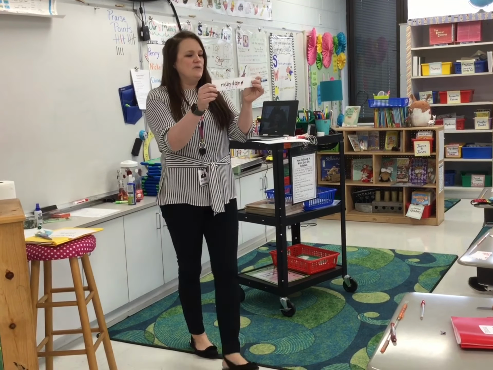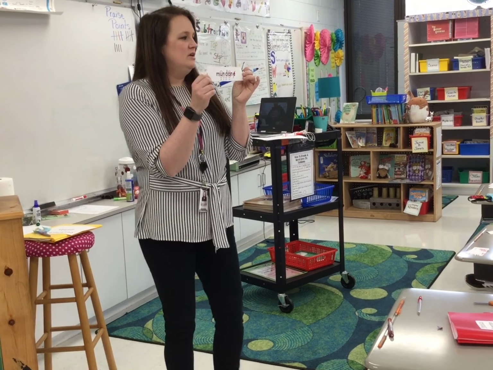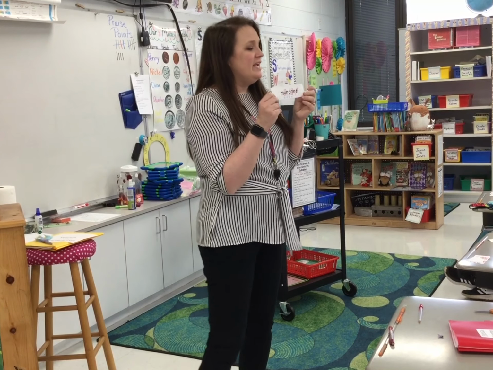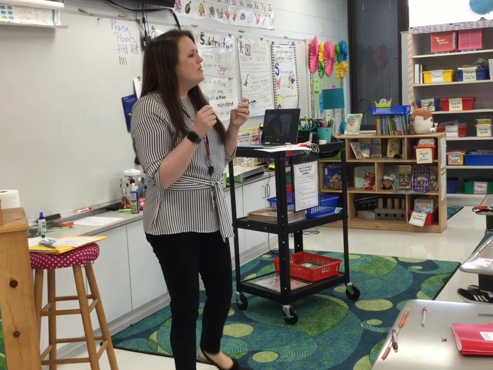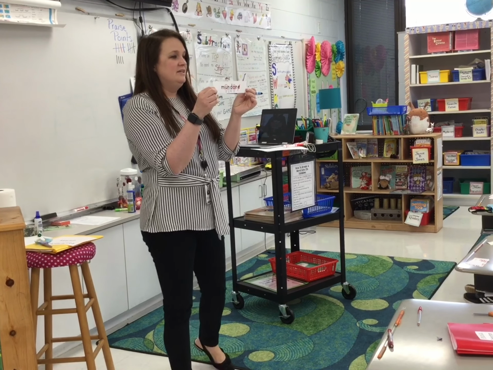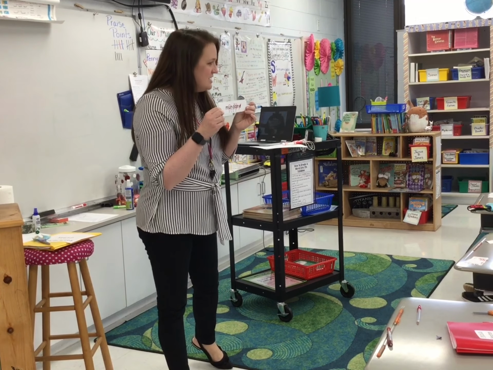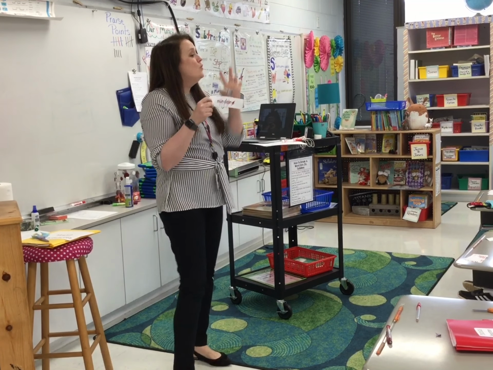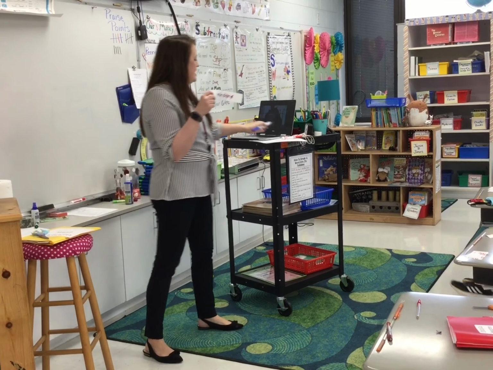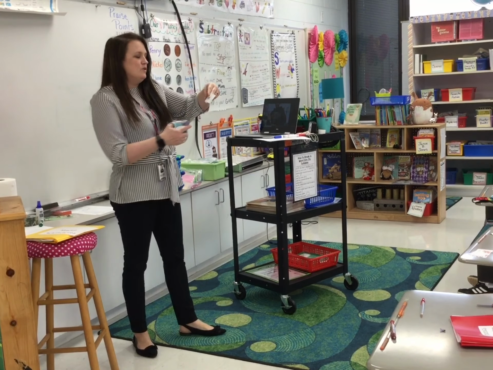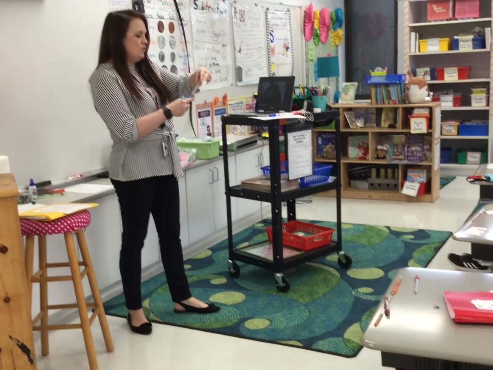What pattern do I have in this word? Elise? V, C, C, V. Now, how am I going to divide this word? Jaden? In between the two consonants. Exactly. When there are two consonants between the vowels, we divide in between the consonants. So take our scissors, and we're going to cut our word apart.